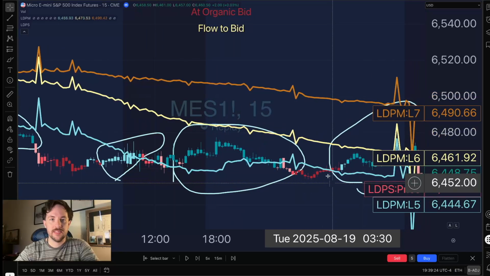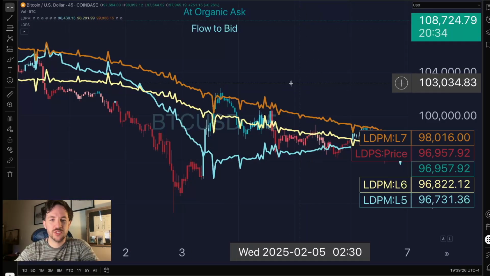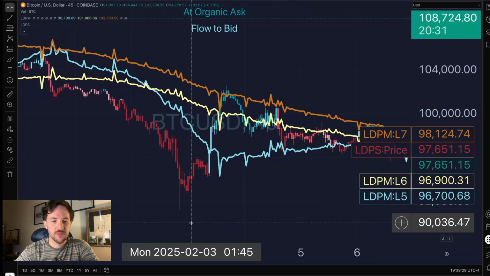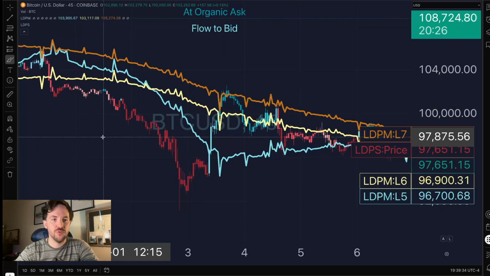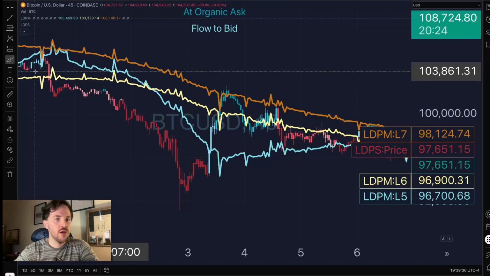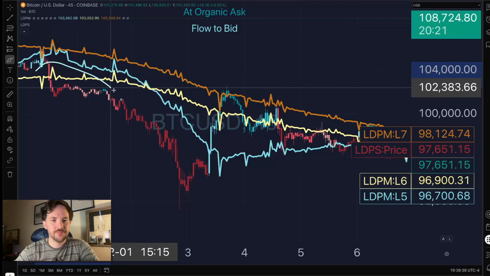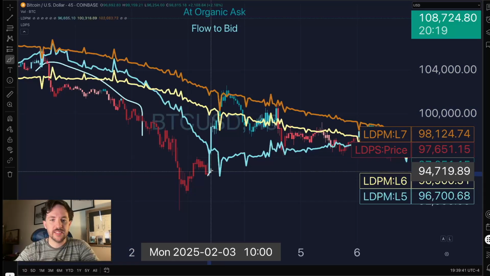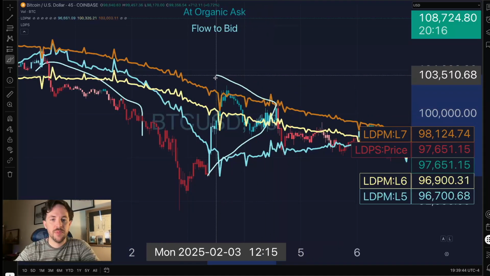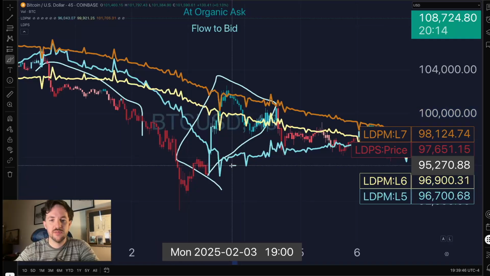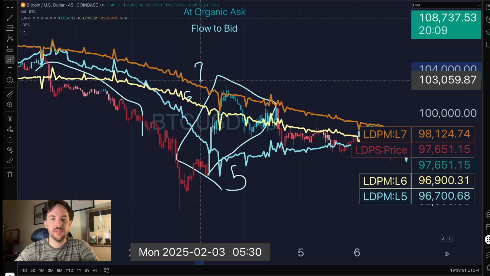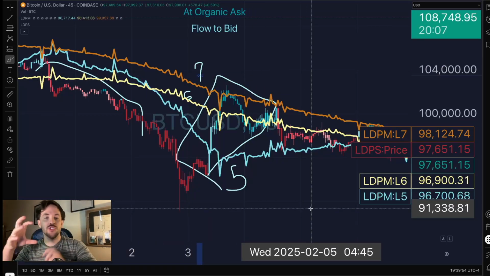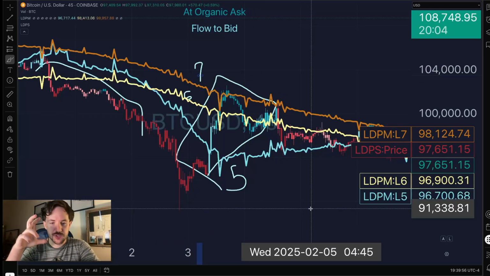So that's that. Let's look, I think there was another one. Here's another one on Bitcoin I found, I think from February 2nd. It's 45-minute. I was just moving through looking for good examples, but we see this bearish stack, and then we get this big bullish print. Notice as that's occurring, this is LDPM 5, LDPM 6, LDPM 7. So we're in a bearish LDPM stack, but we've got this insurgence of bullish liquidity.